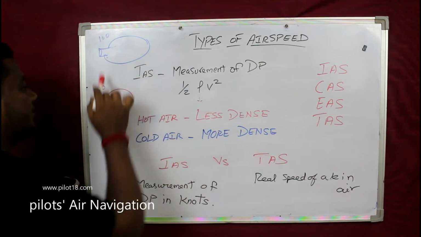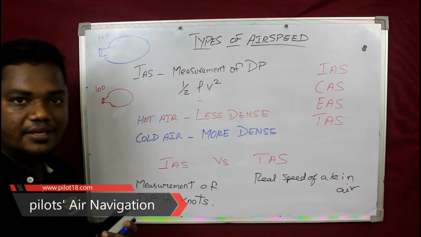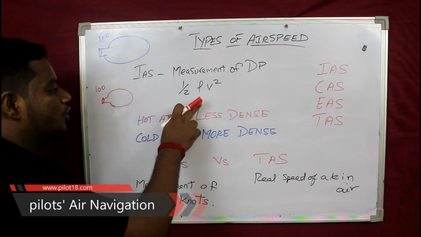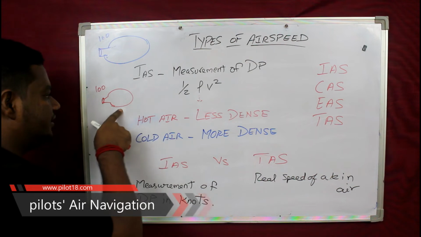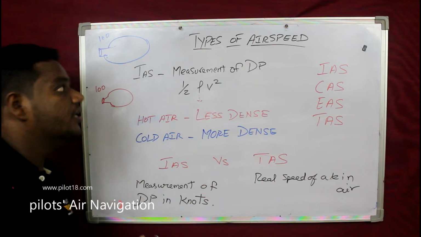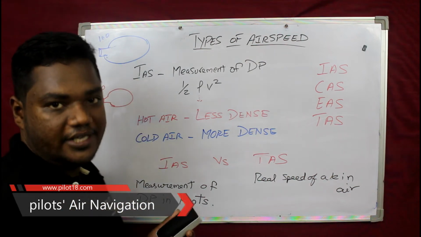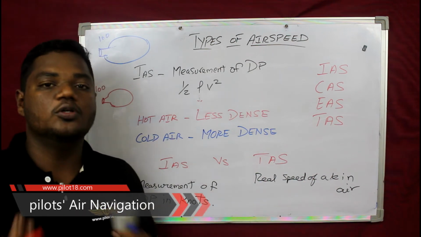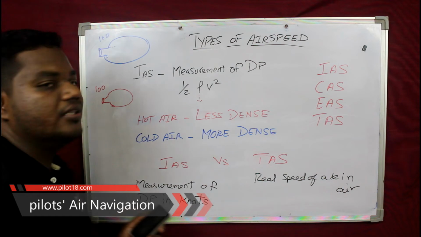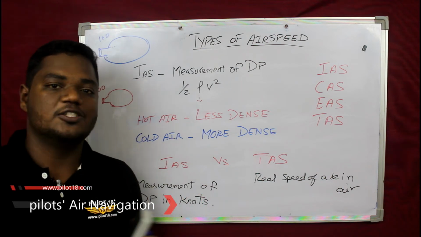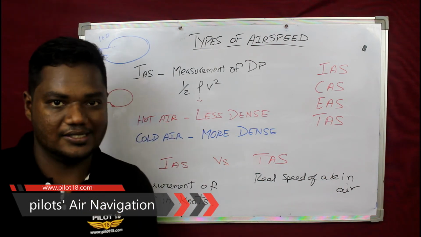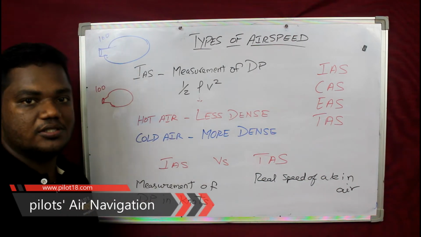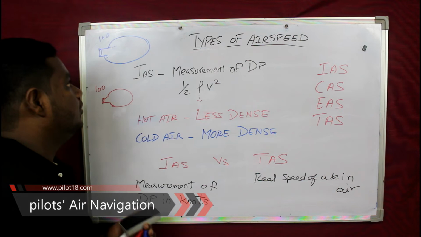So in both the cases, let's take an example that we are moving at the same speed, for example 100 knots, but due to the change in air density, hot air is less dense, cold air is more dense. When the aircraft is flying in cold air, the capsule in the airspeed indicator will expand more due to more density, and in hot air the capsule in the airspeed indicator will expand less due to less density. Okay, so in both places we are flying at 100 knots, the real speed, the true airspeed.